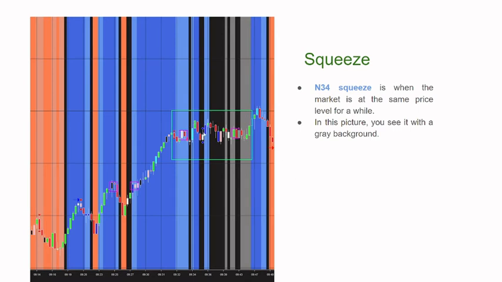The squeeze, we have another squeeze here. It's about the same, but as I said before, you have a squeeze and then a false breakout. So be careful when you see the gray color in your chart background.